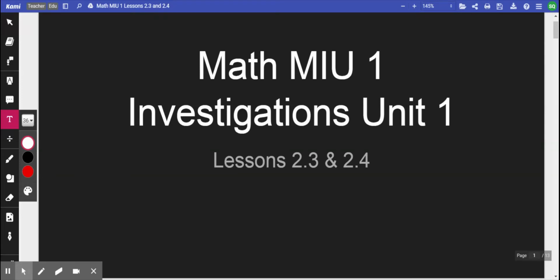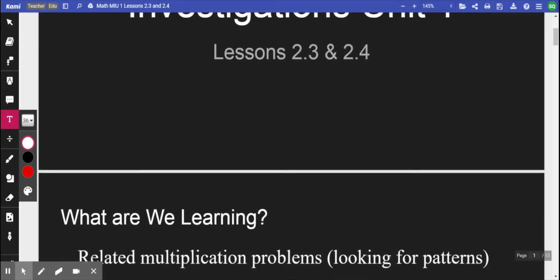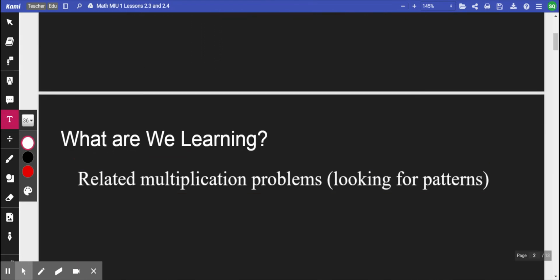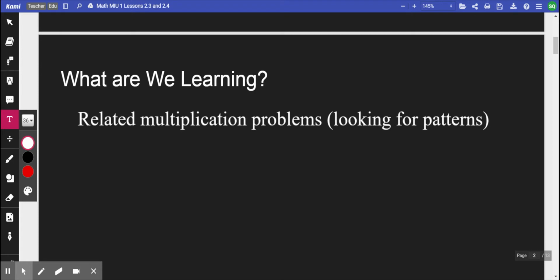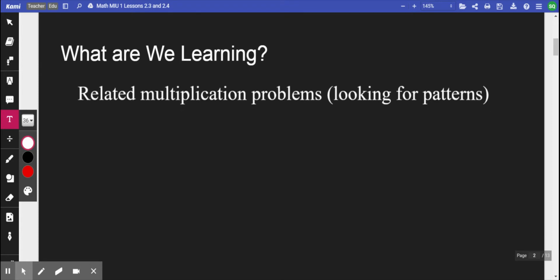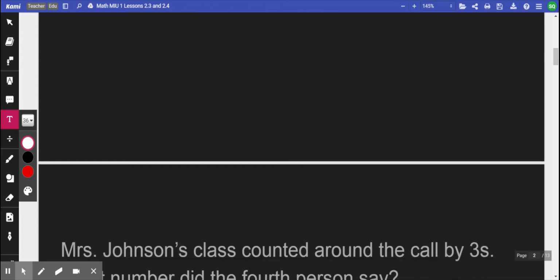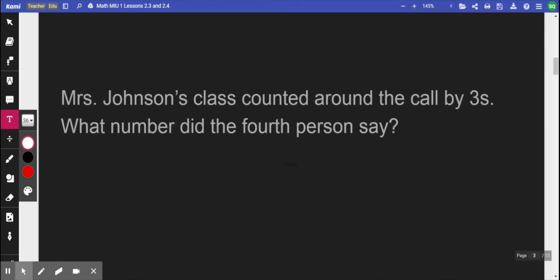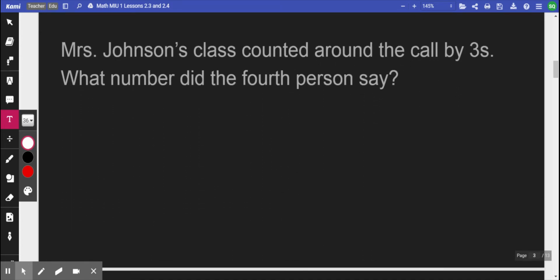Hi, today we're going to be looking at Math MIU 1, Unit 1, Lessons 2.3 and 2.4. What are we learning? Well, we're learning how related multiplication problems can be solved by looking for patterns and using multiples. So let's first start off by looking at a problem.